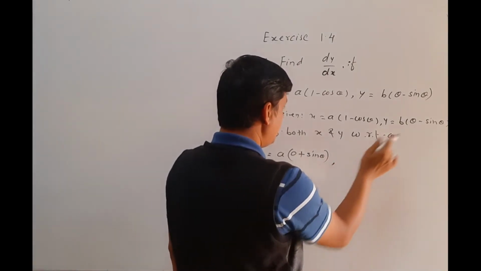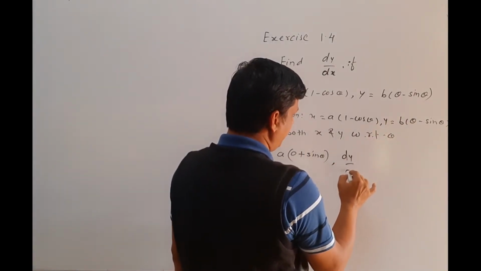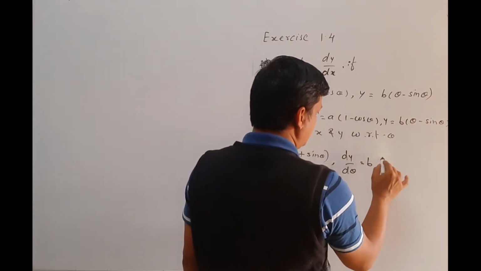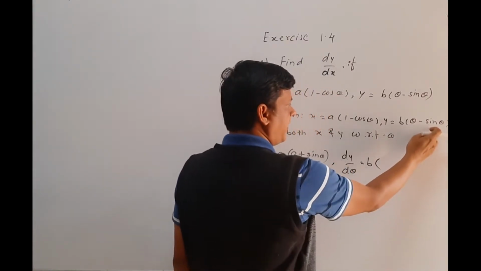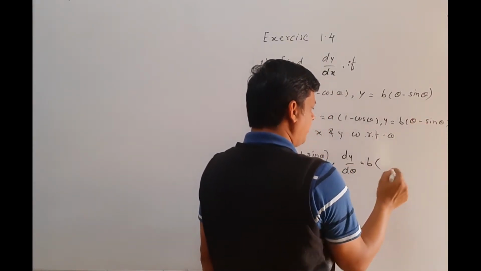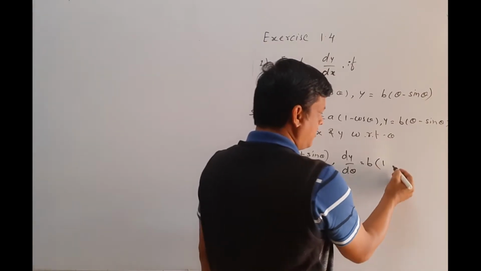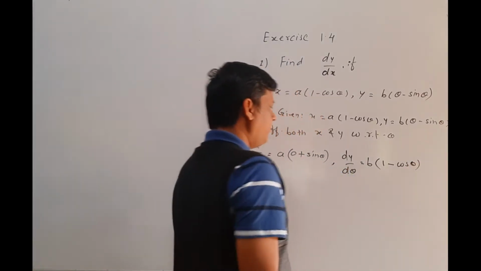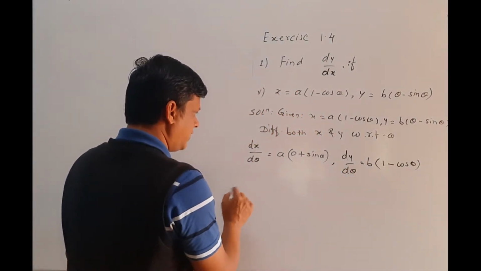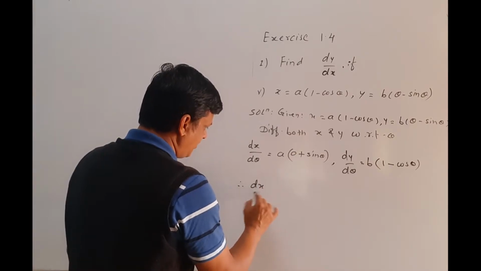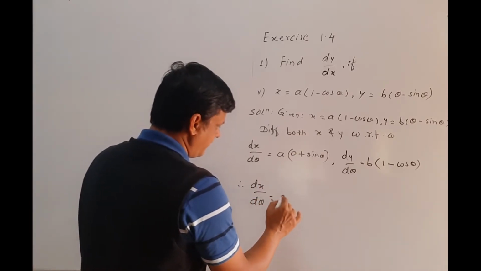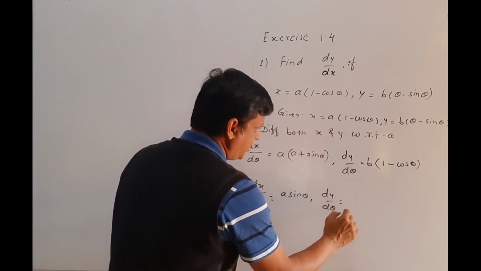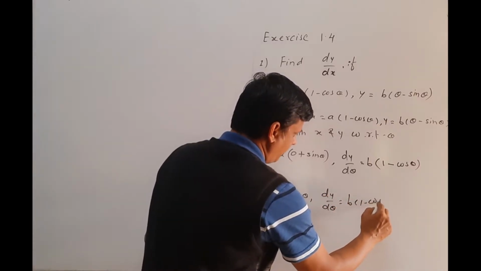Then derivative of y with respect to theta, we write dy by d theta is equal to, here b is constant, we have to find the derivative of the first term minus derivative of the second term. So derivative of theta with respect to theta is 1 minus derivative of sin theta is cos theta, so right here 1 minus cos theta. So first we write this as dx by d theta is equal to a sin theta and dy by d theta is equal to b in bracket 1 minus cos theta.